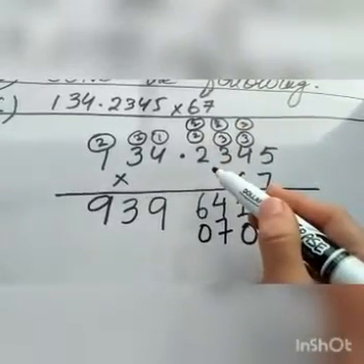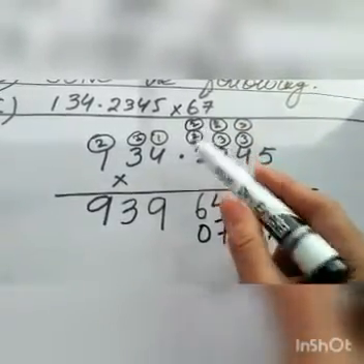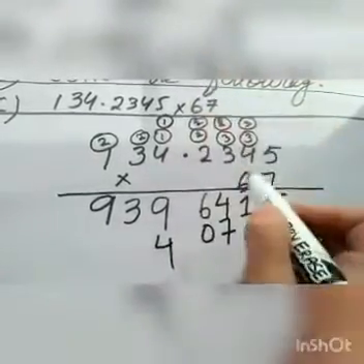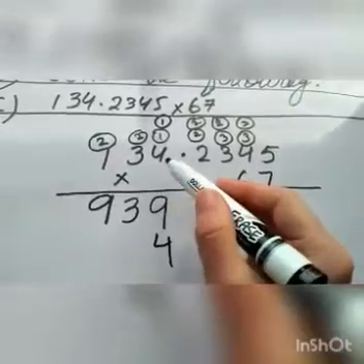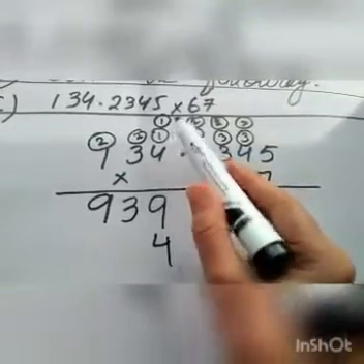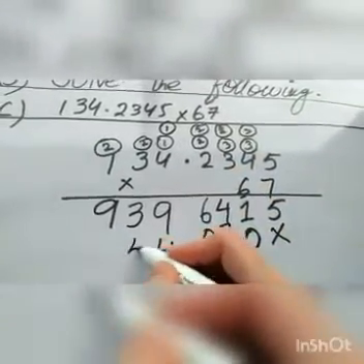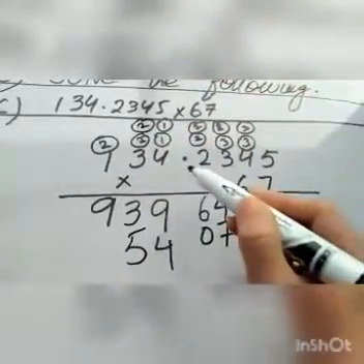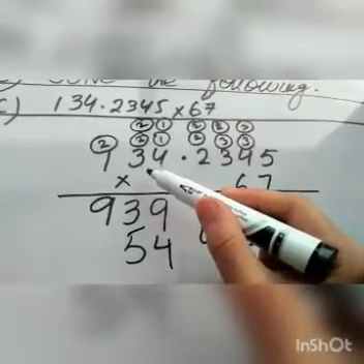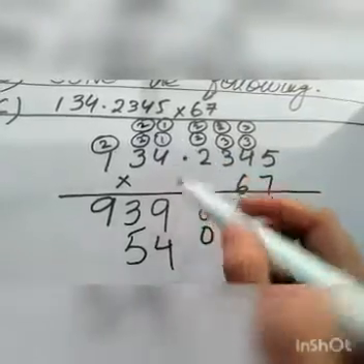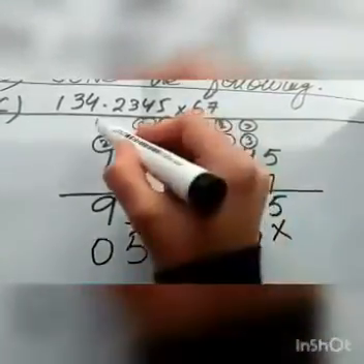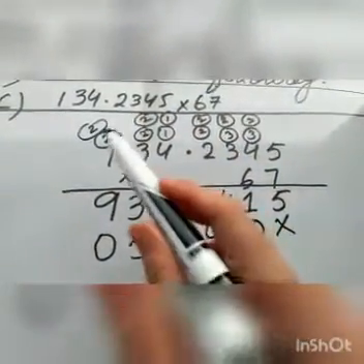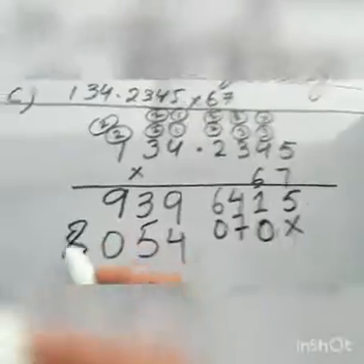6 2 times is equal to 12. 12 plus 2 is equal to 14. 1 carry over the next. 6 4 times is equal to 24. 24 plus 1 is equal to 25. 6 3 times is equal to 18. 18 plus 2 is equal to 20. 2 carry over the next. 6 1 times is equal to 6 plus 2 is equal to 8.